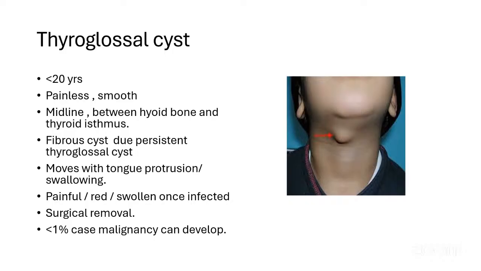And it is a fibrous structure. Due to the persistent thyroglossal cyst, with movement of the tongue and protrusion, you can see the swelling move with tongue protrusion and swallowing. It becomes painful, red and swollen once infected, otherwise it is not painful.